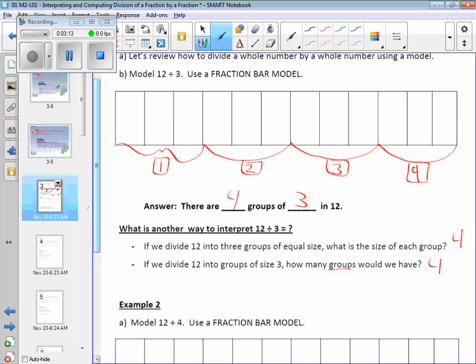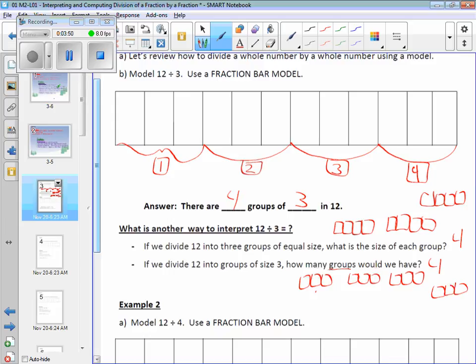Now, how would that look? If you do it as 12 into 3 groups of equal size, there would be 4 in each group. That's how it would look. 3 groups of 4 each. If we do size 3 like we did up here, size 3, that's 1 group. Second group. Third group. That's what it would look like if you model it.